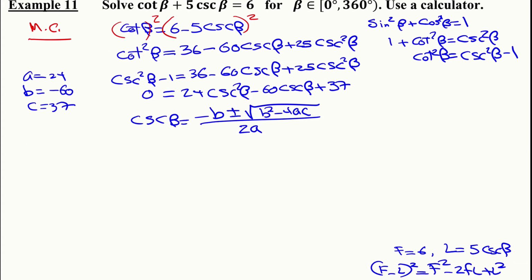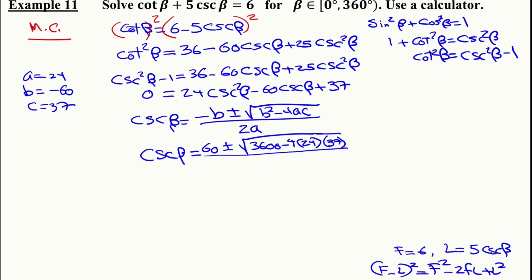All right, so we end up with cosecant of beta equals negative B. B is negative 60, so the opposite of that is 60 plus or minus square root of B squared. If we square negative 60, we get 3600 minus 4 times A, which is 24, times C, which is 37. And then we have all of that over 2 times 24, which is 48. Now that's cosecant of beta. As you know, it's easier to work with sines on a calculator.